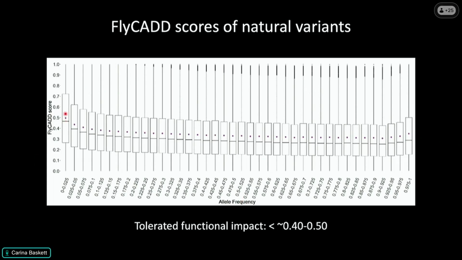So what we have here is, depending on allele frequency in natural populations, we plotted the FlyCat score distribution. But you can see that the median tends to be around 0.04. And of course, there are some high scoring variants. So they are tolerated in natural populations, but most of them tend to have intermediate scores. So this suggests that a predicted functional impact of 0.4 or 0.5 is normally distributed in natural populations. And this gives you some idea of what kind of scores would be relevant if you're going to use FlyCat in your studies.